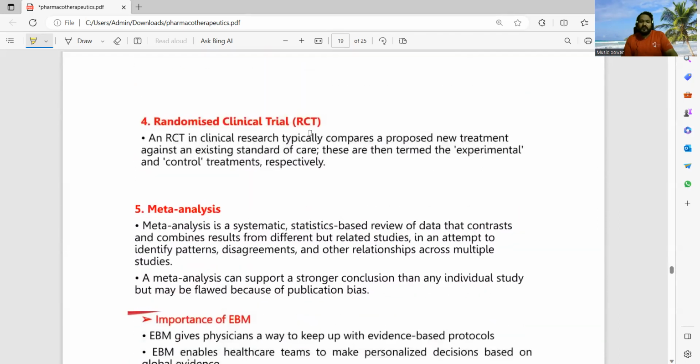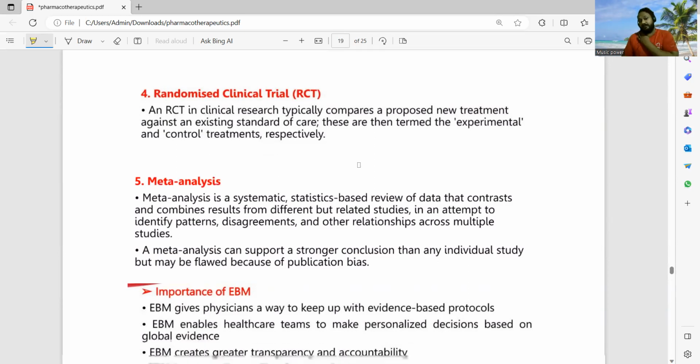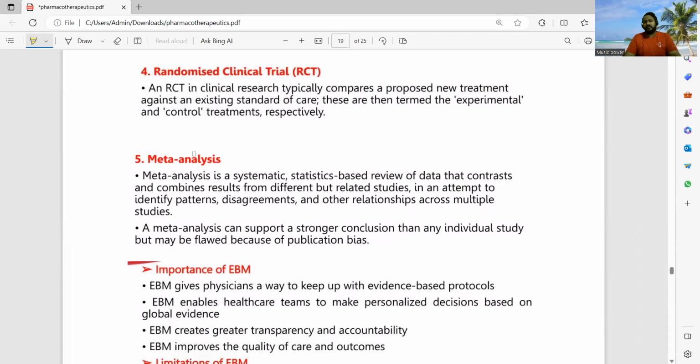And randomized clinical trial, RCT. An RCT is clinical research that typically compares a proposed new treatment against an existing standard of care. These are termed the experimental and control treatment respectively. Now, what is meta-analysis? Meta-analysis is a systematic, statistics-based review of data that contrasts and combines the results from different but related studies in an attempt to identify patterns, disagreements and other relationships across the multiple studies.